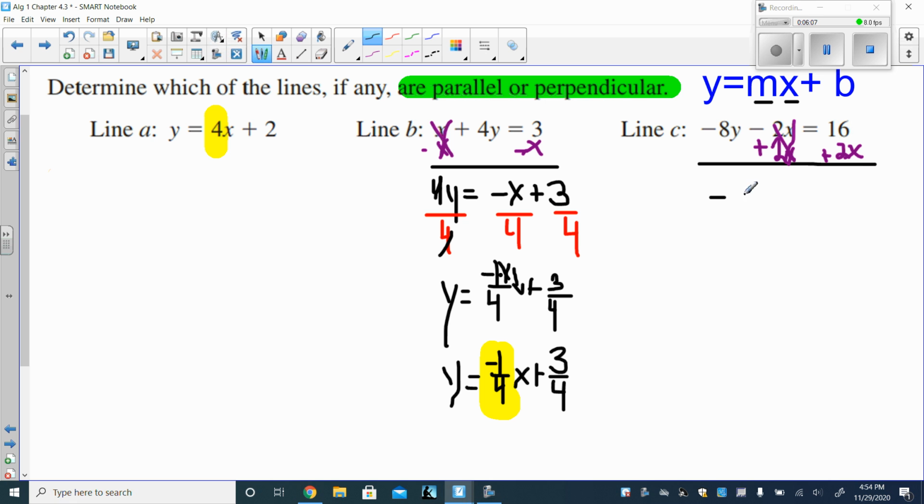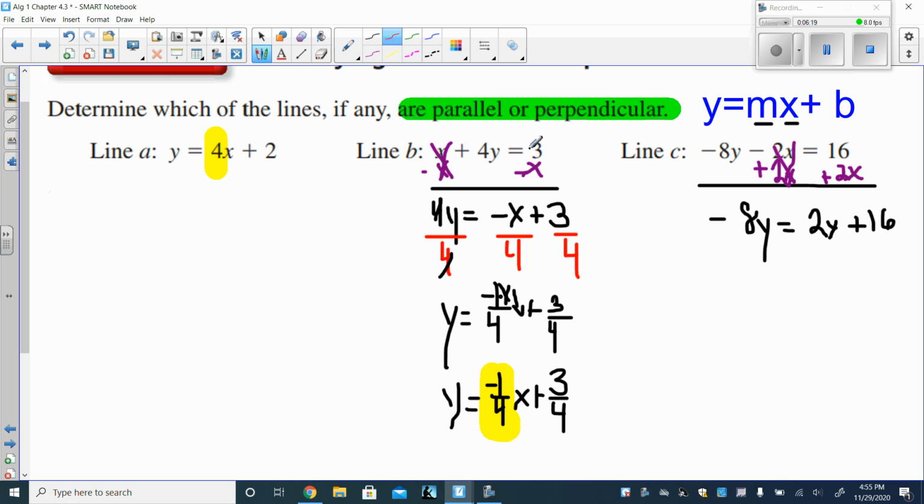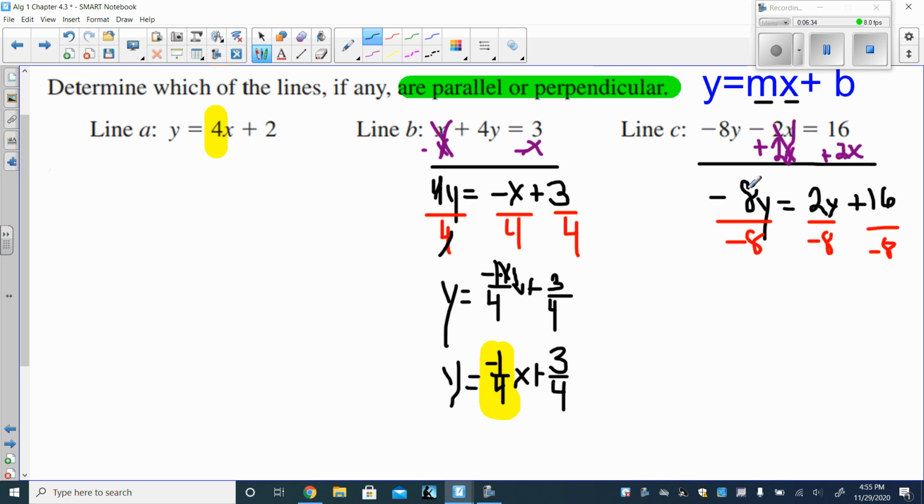And what that'll leave me with is negative 8y is equal to 2x plus 16. So we're closer to getting y by itself. Now it's not completely by itself, because we have this negative 8 with y. So what we have to do is we have to divide everything by negative 8. And when I divide everything by negative 8, well, negative 8y divided by negative 8 will leave me with just y. And it would be positive, because a negative and a negative will make a positive.